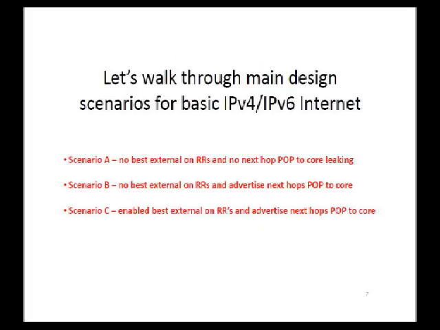So now let's walk through three scenarios, slowly moving from the current model in scenario A, with the leaking of next hop information from the POP to the core in scenario B. And then in scenario C, I'll illustrate the benefits you'll get by using both the next hop advertisements in IGP, as well as the best external on the edges, as well as on the POP to core boundary.